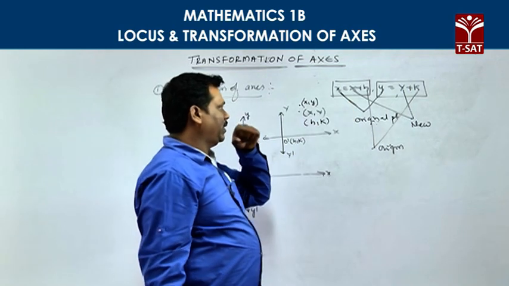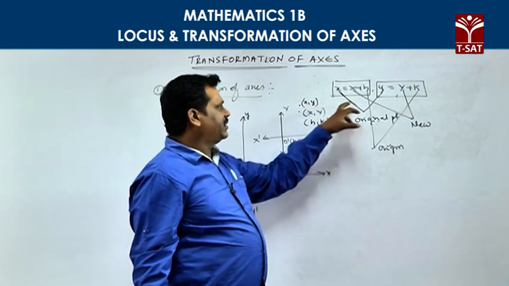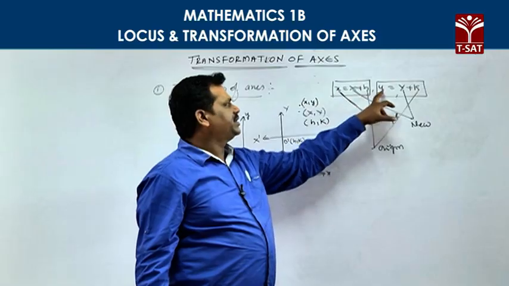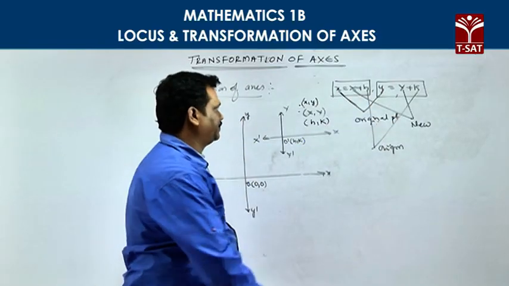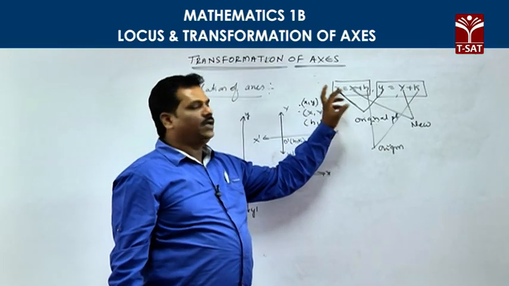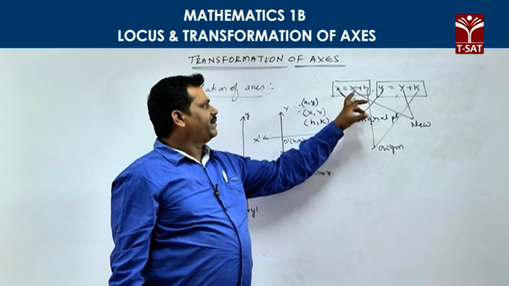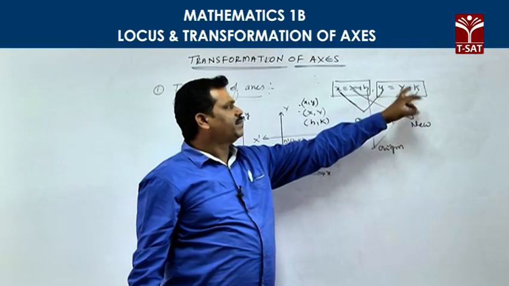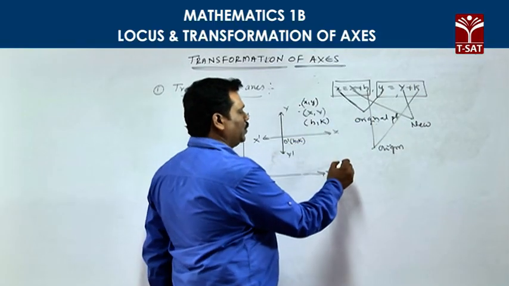The relation between original axis and new axis is x equals X plus h, y equals Y plus k. We have to find small x and small y, the original point, by using the formula capital X plus h, capital Y plus k. We have to find the new point.